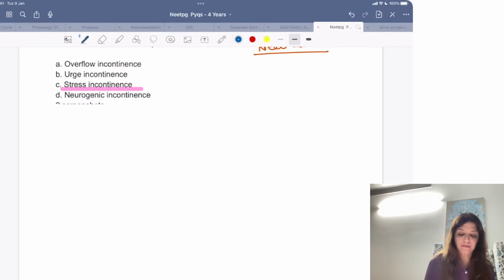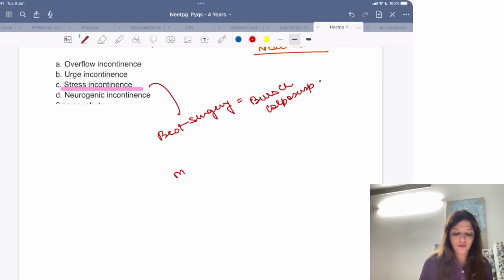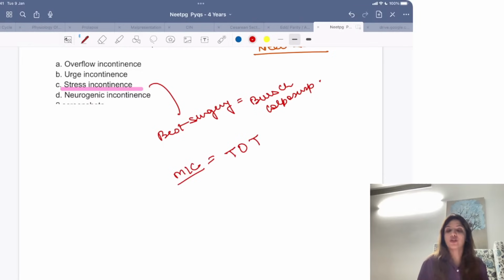Okay, tell me what is the best management, best surgery for stress incontinence? Best surgery for stress incontinence is Burch colposuspension. But what is the most commonly done surgery? Most commonly done surgery is TOT, that is tension-free transobturator tape, followed by TVT, that is tension-free transvaginal tape, right?